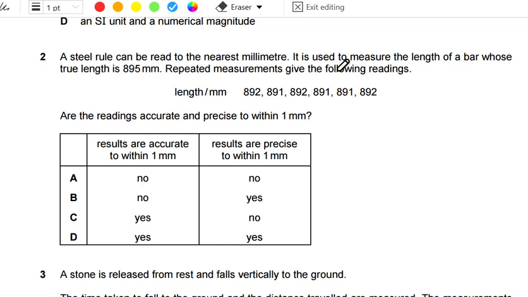As the true value is 895, we have values that are 3 millimeters or 4 millimeters less, so it cannot be accurate to within 1 millimeter, and they are all precise to within 1 millimeter. They are all close. The difference is just 1 millimeter, so I choose B.